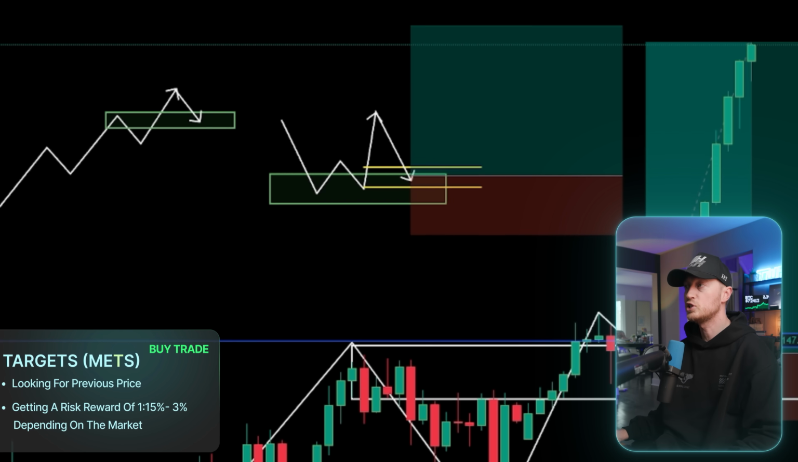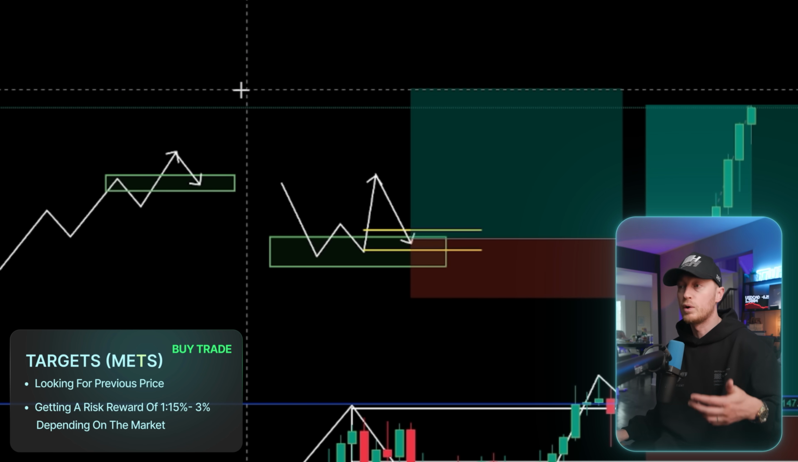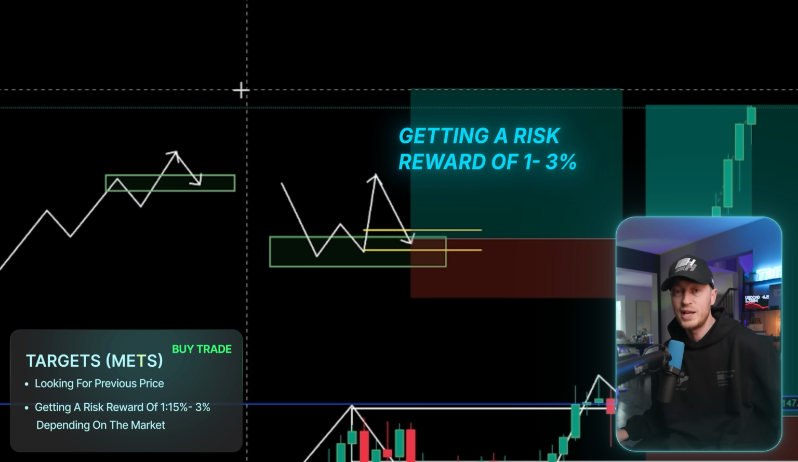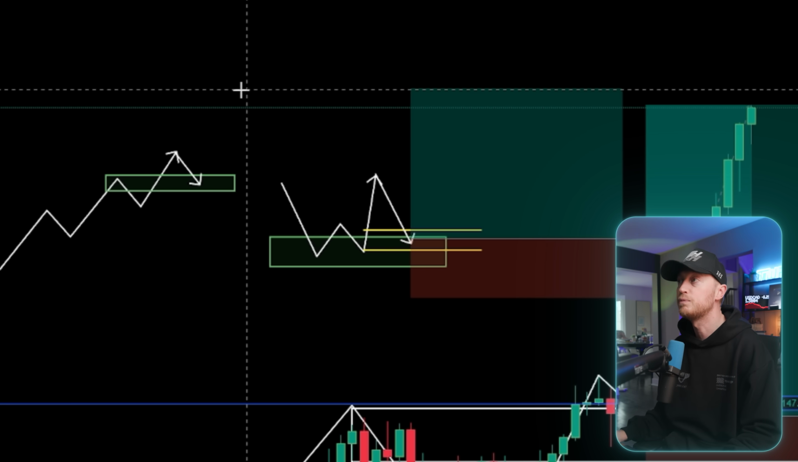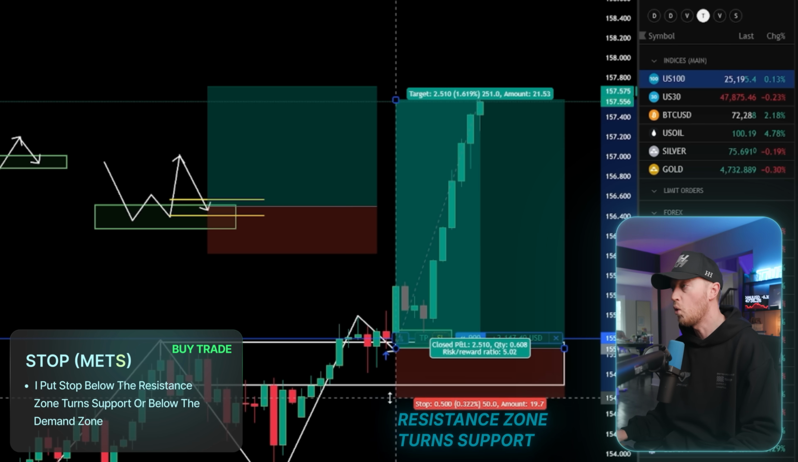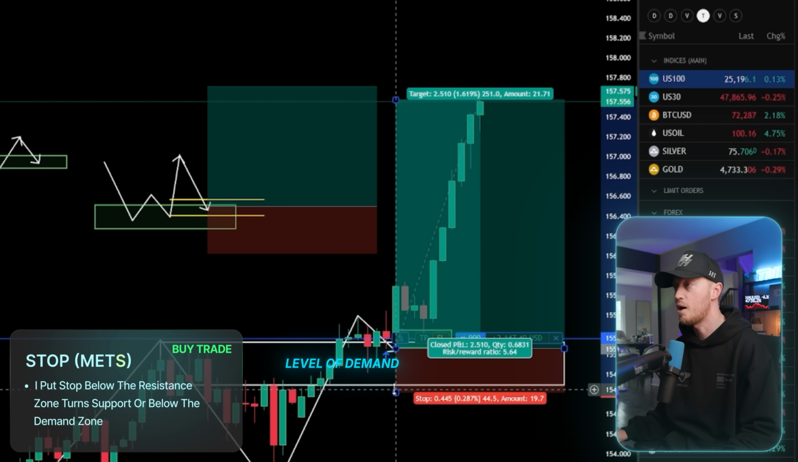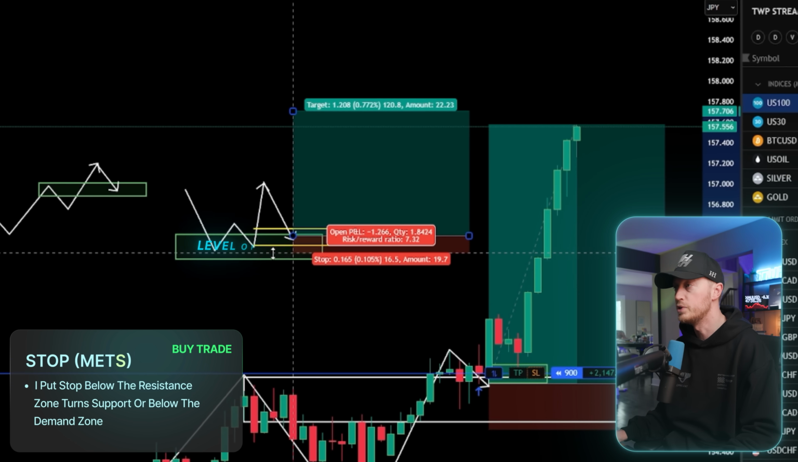And for my targets, I'm generally looking at previous price or just getting a risk reward of about 1 to 1.5%, sometimes 2 or 3%, depending on what the market is giving me. And for my stops, I put my stops below the resistance zone turned support or below the demand zone itself, right? So I could put it below this zone here, or I could put it below this zone here.